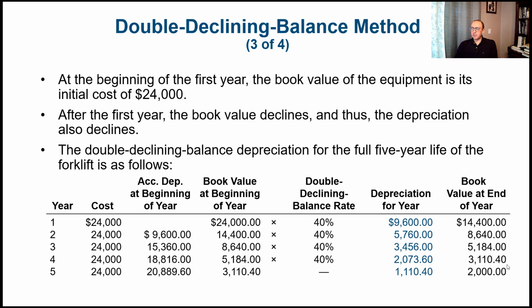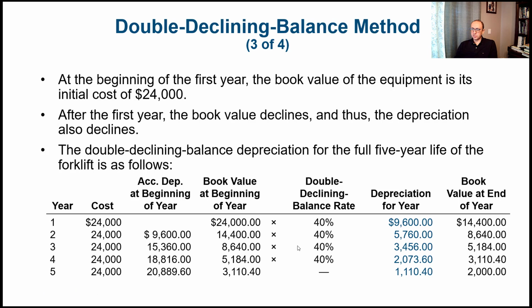For the last year, we cannot use the 40%, because if we use the 40%, the book value of the asset is going to go below its residual value. So how can we manage that? To manage that, we are going to plug in a value for the depreciation expense in the last year that would make the book value at the end of year 5 exactly equal to the residual value. So we want it to be $2,000 in year 5. So we put the $2,000, subtract the difference between the book value in year 5 and year 4, which is about 1,110.40, and that would be our depreciation expense.